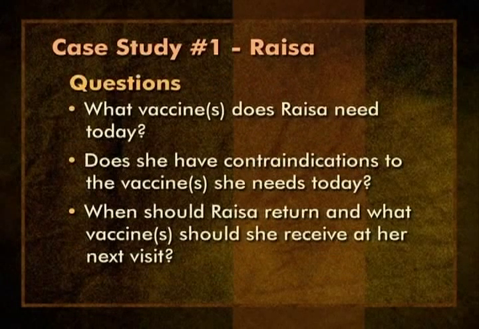Here are three questions about Raisa. What vaccine or vaccines does she need today? Does she have any contraindications to any of the vaccines she needs today? When should Raisa return, and what vaccine or vaccines should she receive at the next visit? If you're viewing this program with a group, we suggest you pause the program now and discuss it among yourselves. We'll return in just a moment to discuss it with you.